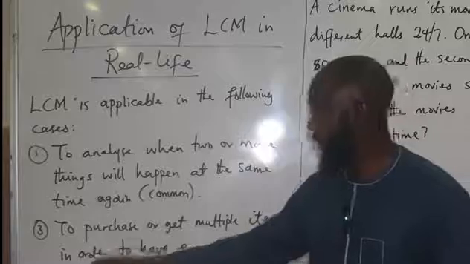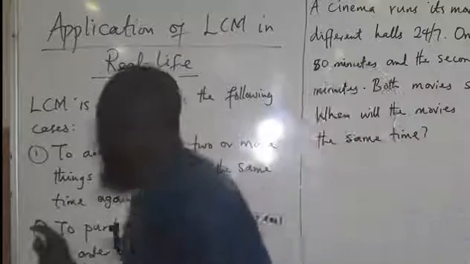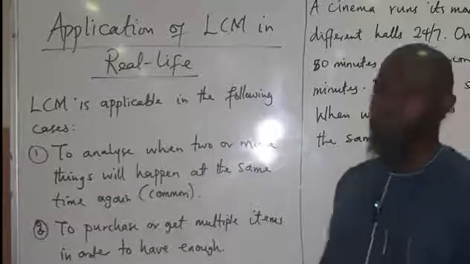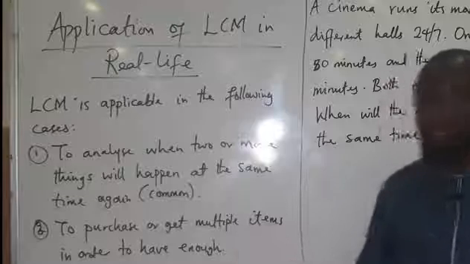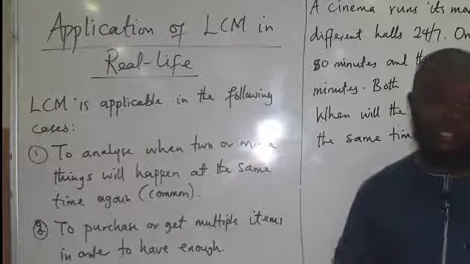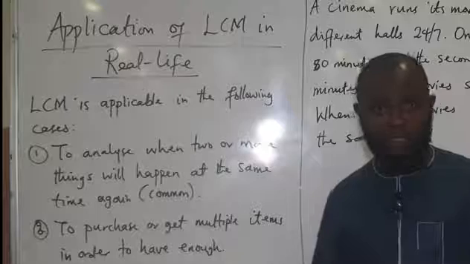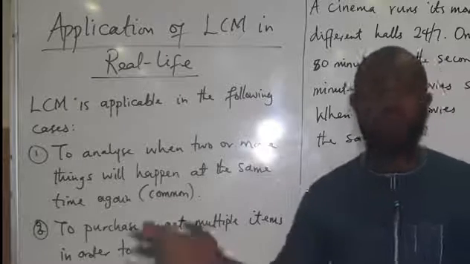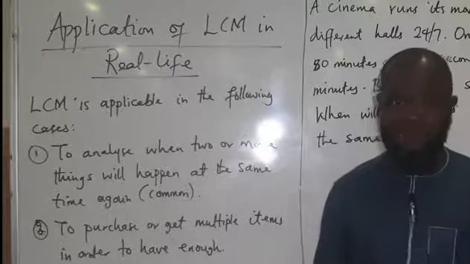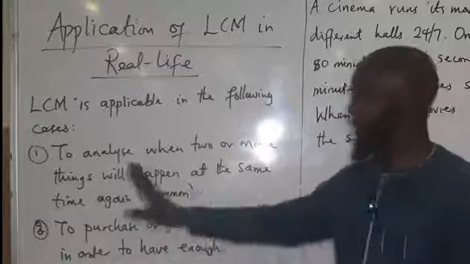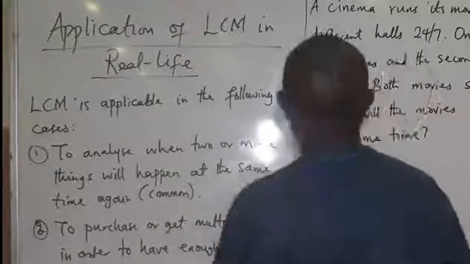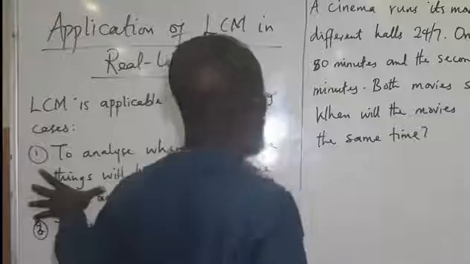And another one is when we want to get multiple things, and we don't want the excess of one to be more than the other. We also apply the concept of LCM to do that. Right. Now I will look at the first example first, which is this one. Example one for the first case.